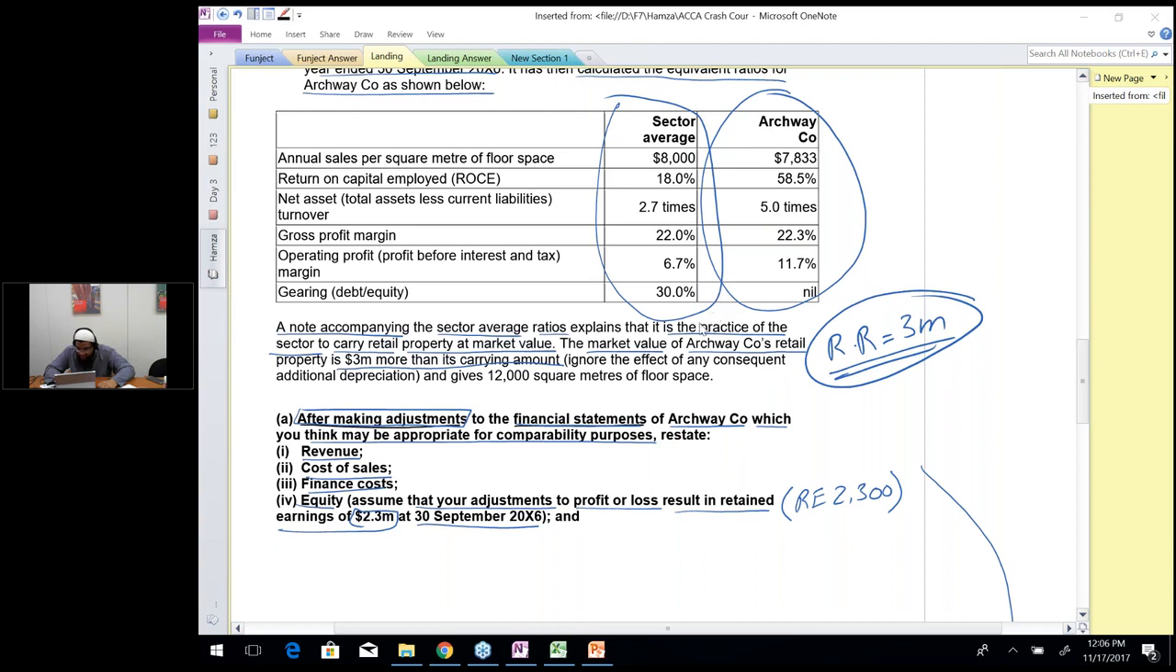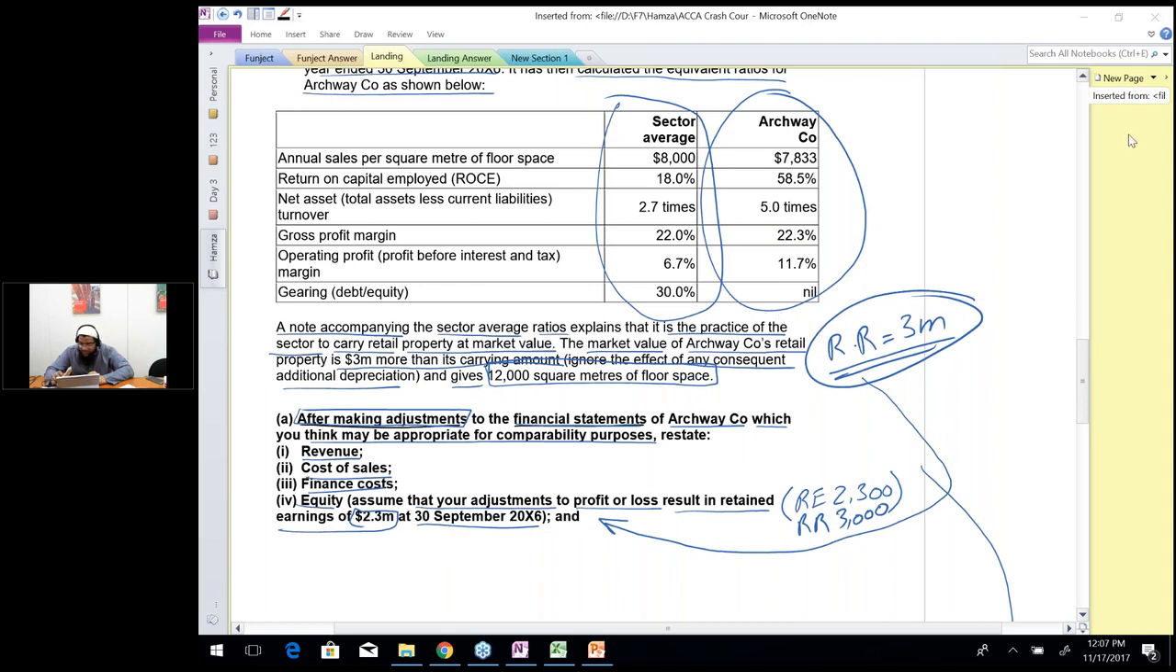Okay, Mohammed, Nabil and Hamzali, I'm going to repeat that. So yes, Simran, the entry is property, plant, equipment debit, revaluation reserve credit. Ignore the effect of any consequent additional depreciation. So this $3 million will affect the equity that we are going to calculate in adjustment number 4. So retained earnings would be 2,300 and revaluation reserve would be 3,000 because we are revaluing the asset upwards by 3,000.